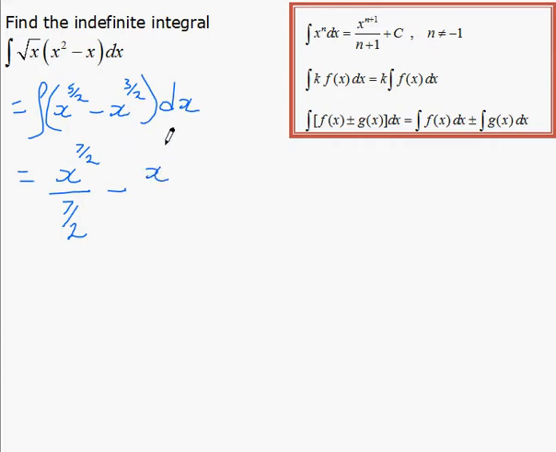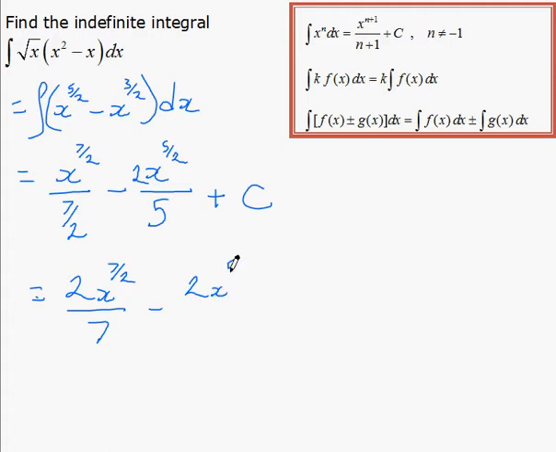So this one is x to the 5 over 2 when we add 1. It's over 5 over 2, or times 2 over 5, because the reciprocal of this is what we end up with. So with enough practice, hopefully you can do that all together. Since we didn't do it here, we have to simplify. So that's 2x to the 7 over 2 over 7 minus 2x to the 5 over 2 over 5 plus a constant.